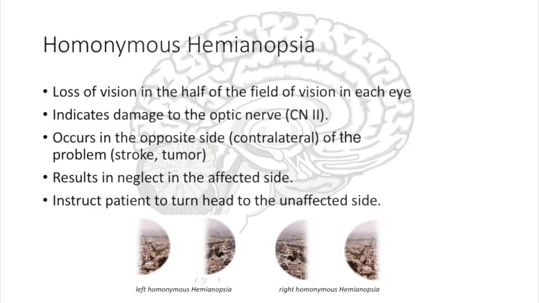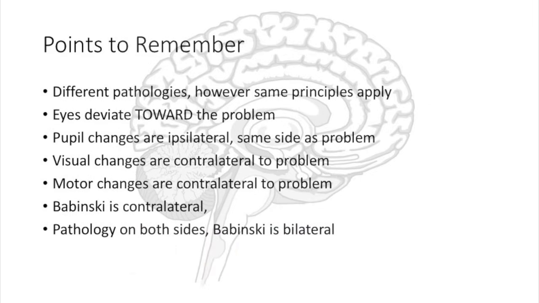Moving on, Homonymous Hemianopsia. This is loss of vision in half the field of vision in each eye. So this indicates cranial nerve number 2 damage. This occurs on the opposite side, so contralateral to the problem, which could be a stroke or tumor causing this. This results in neglect to the affected side. So, for example, if they have left-sided Homonymous Hemianopsia, then they're going to be blind in the left side of their field of vision in each eye. So I've got a picture there below, and that means that patient would neglect the left side of their field of vision.